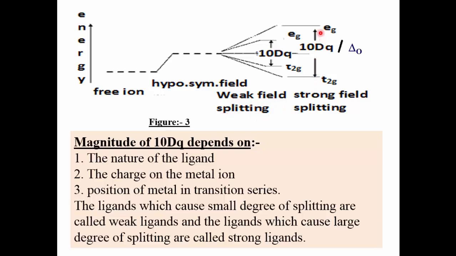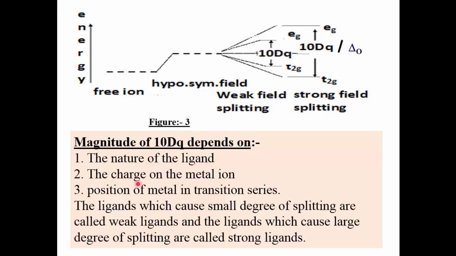See here, this is the energy difference between Eg and T2g. This difference is 10 Dq, the value is high as compared to this value, and therefore this is called strong field splitting. Okay, the value of 10 Dq is larger. It is also called delta O. The magnitude of 10 Dq depends on the nature of the ligand.